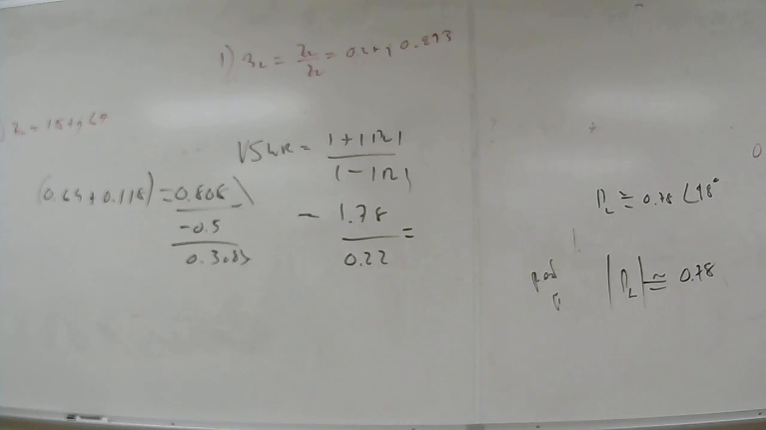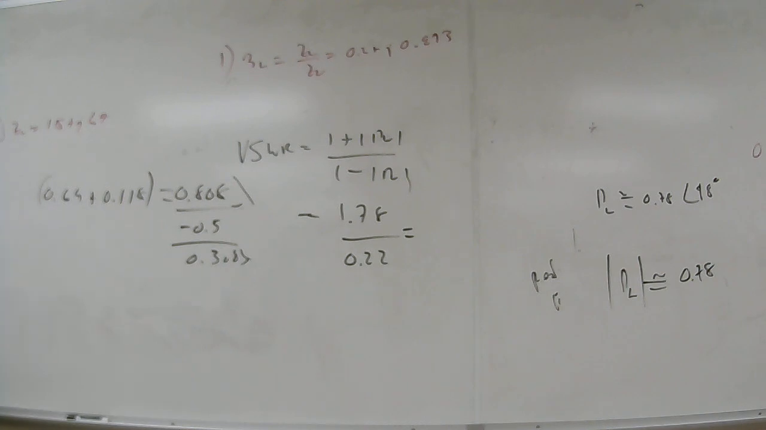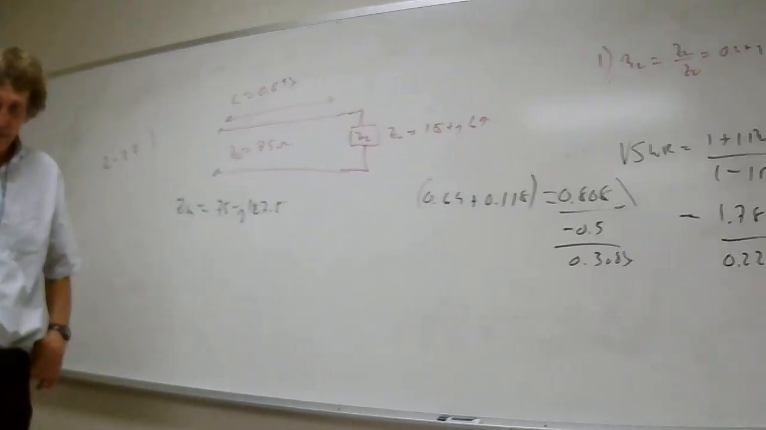All right, so that's Zn normalized. You have to multiply it by 75. What do you get when you multiply that by 75? It's 75 minus j187.5. Is that what he has? Close or not? Anybody? I'm not sure.